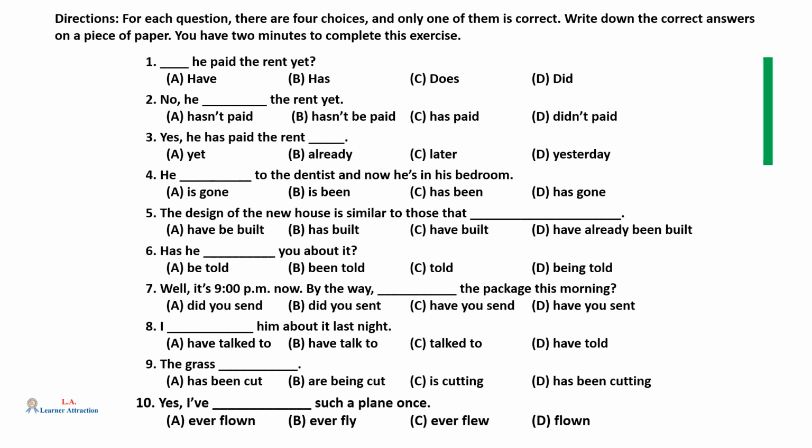Now, do this exercise. Directions: for each question, there are 4 choices, and only one of them is correct. Write down the correct answers on a piece of paper. You have 2 minutes to complete this exercise.